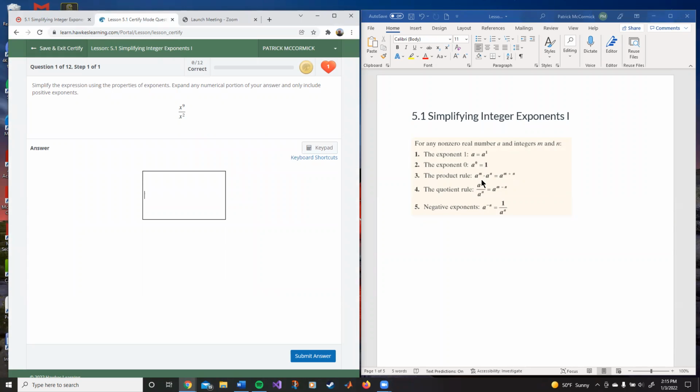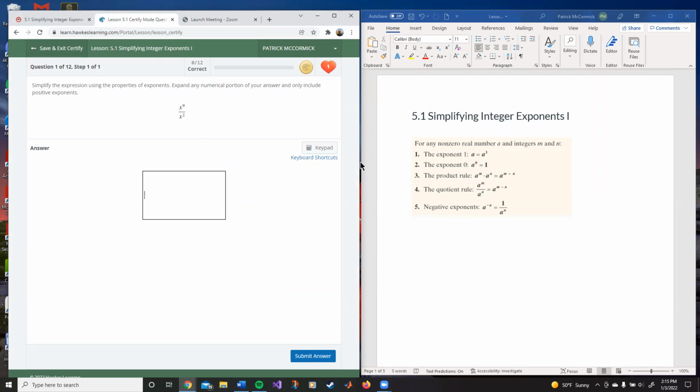Then the product and quotient rules, they have to have like bases. So the a's have to be the same. And if it's a product, you add the exponents. Quotient, you subtract the exponents. And then a to the negative n is the same as the reciprocal. In other words, 1 over a to the positive n. So let's jump right into these problems here.